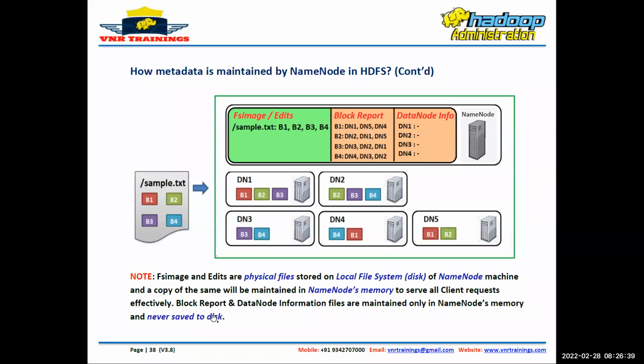But block report data and free space information files are maintained only in memory and never saved to disk. Why is name node not storing these files on disk? Because these files can be reconstructed. If the name node asks all data nodes to send their block report, everybody will send. Send me your free space information, everybody will send. So no problem at all. But FS image and edit log files cannot be reconstructed. That is the reason we maintain a copy of FS image and edit log on the hard disk of the name node.